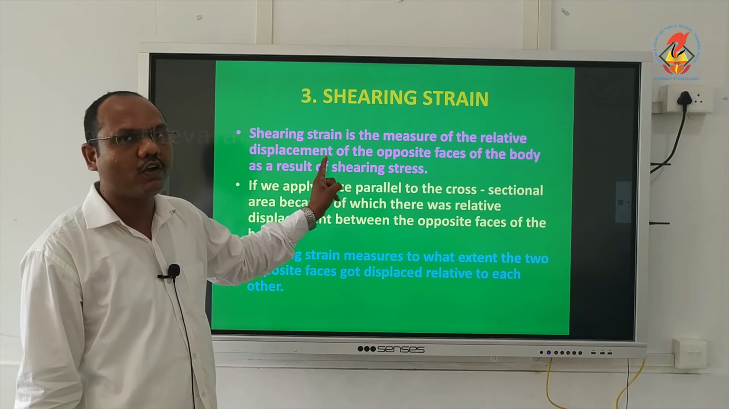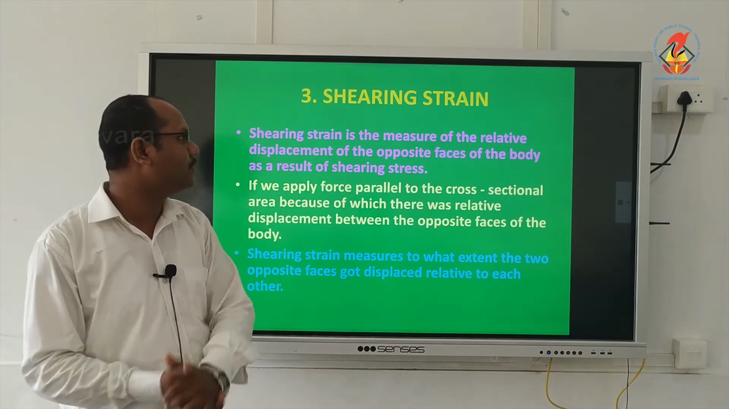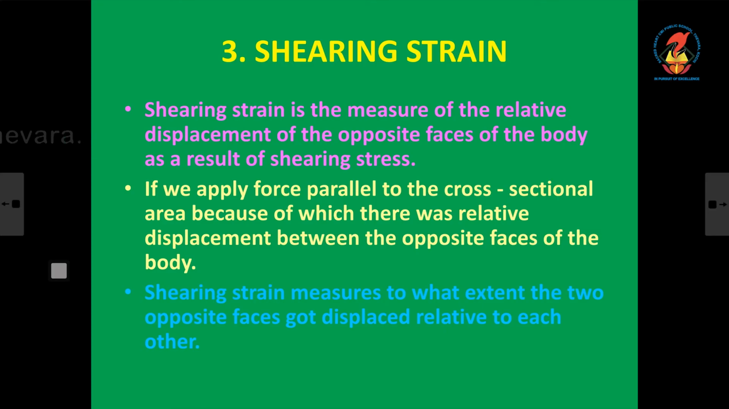It is the measure of the relative displacement of the opposite faces of the body as a result of shearing stress. So if we apply the force parallel to the cross sectional area, and there is a relative displacement between the opposite faces of the body, then there will be a shearing strain.